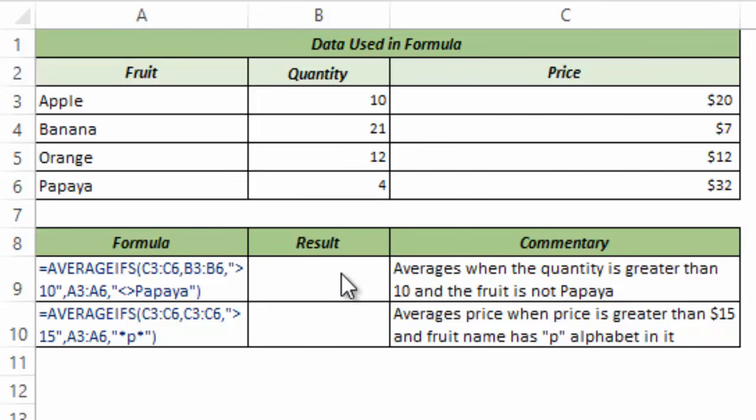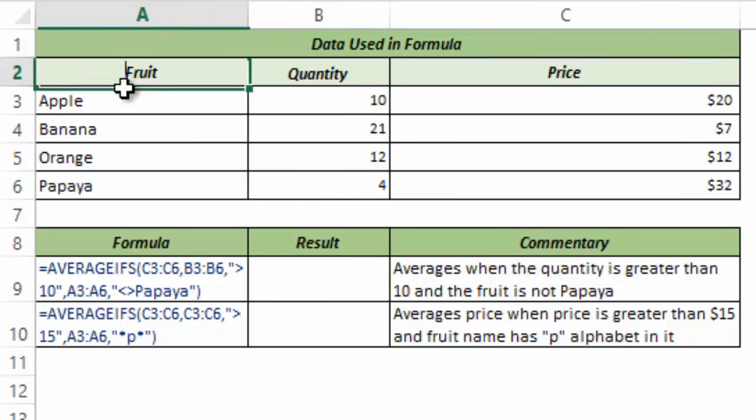Average ifs is a statistical function that can be used when you have to average values when given conditions are met. A related function is average if, but that can be used when you only have one condition. But if you have more than one condition, then you should use average ifs function. Let me show you how this works.